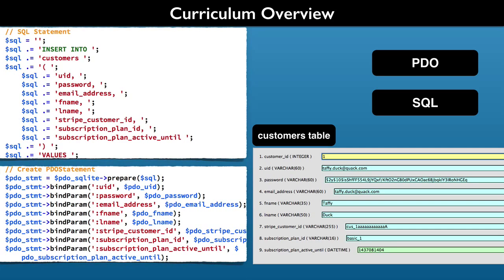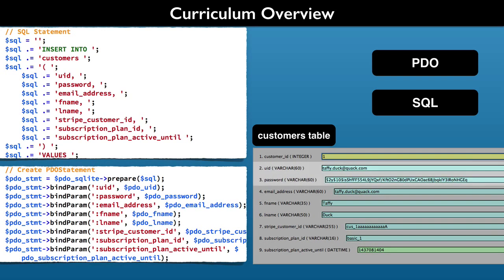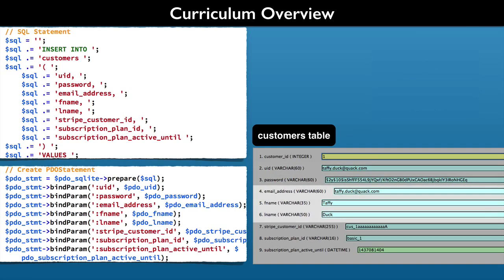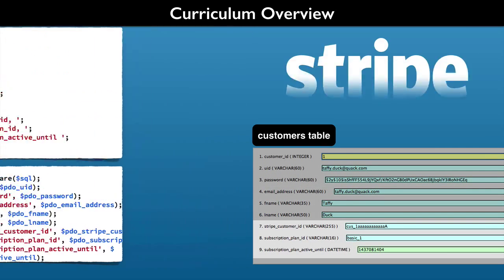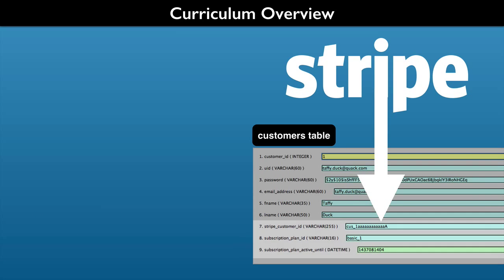Then we write the code to capture the customer data when subscribing to our service. This includes unique login information with password encryption. Also some basic customer profile information, and we have the data that we will capture from Stripe to track our subscribers.